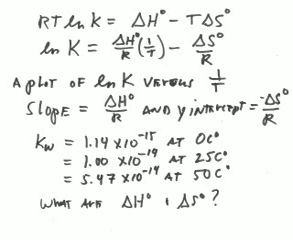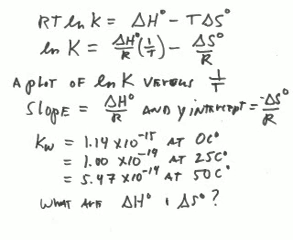What that means is if you plot the log of the equilibrium constant versus 1 over T for a reaction, the slope of the line will be delta H divided by R, and the y-intercept will be minus delta S0 over R. So this is another way we have of getting values for delta H and delta S. We can simply measure the equilibrium at several temperatures.